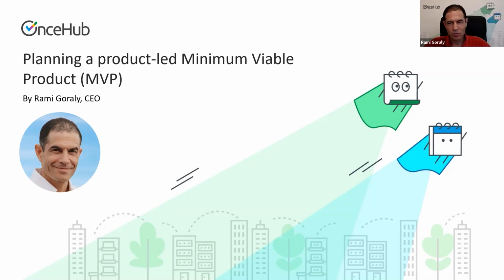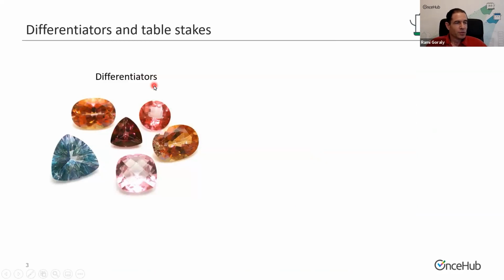And today I'm going to discuss the key considerations to take into account when planning a product-led minimum viable product. Okay, so to start, we're going to look at the two definitions. One is for differentiators and the other one is for table stakes. What are differentiators? Differentiator features, these are your gems. These are the features that make people excited about the product and attract people to your product.